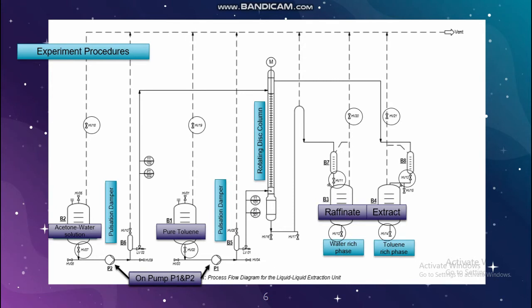Start the stopwatch and continue to collect the product samples at a 2-minute interval until the refractive index values are constant. Record the refractive index values of both samples until constant and use the calibration curve in Appendix D to determine the acetone solute composition in each phase. Record all data in the sample table in Appendix A and stop both pumps P1 and P2.